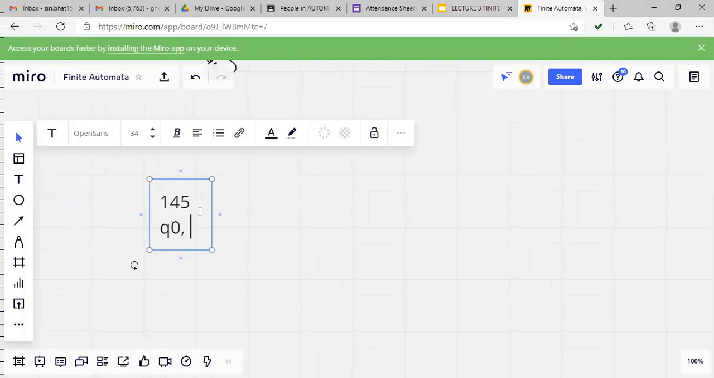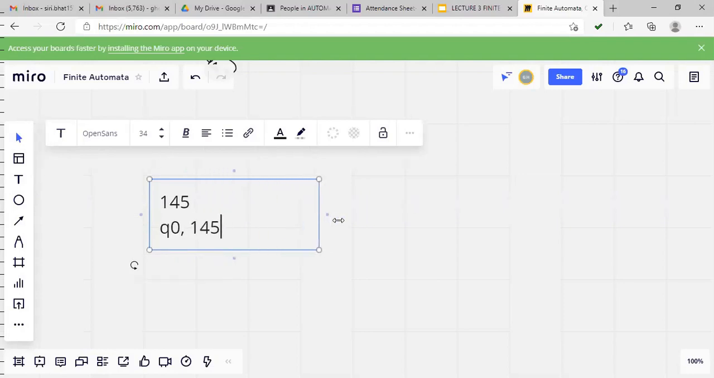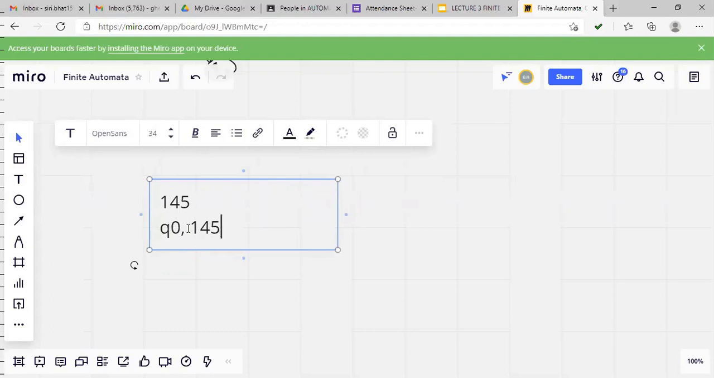Start state is Q0. So we have to start with Q0. What do you mean by we are starting with Q0? We are giving this string, that is our number, decimal number 145, to our machine. And the machine has started reading it. How does the machine read the given decimal number? Digit by digit, right?